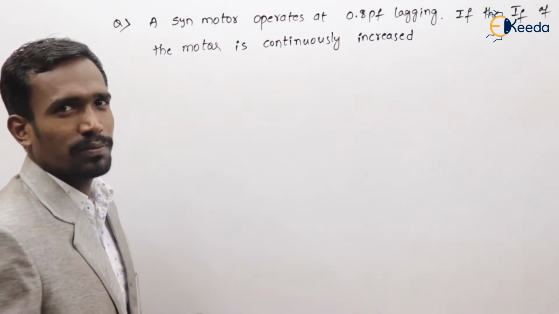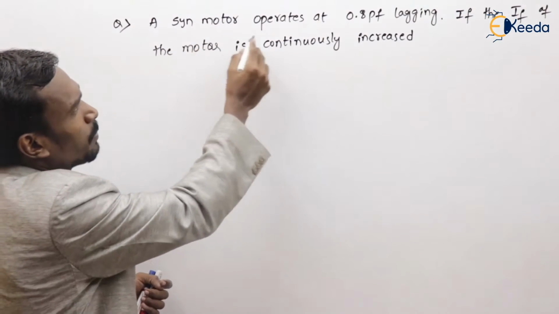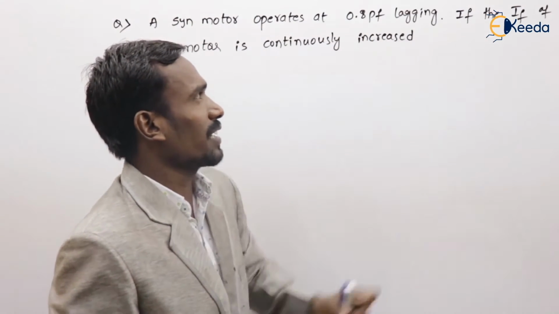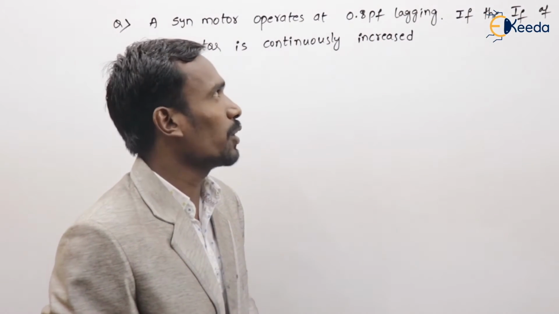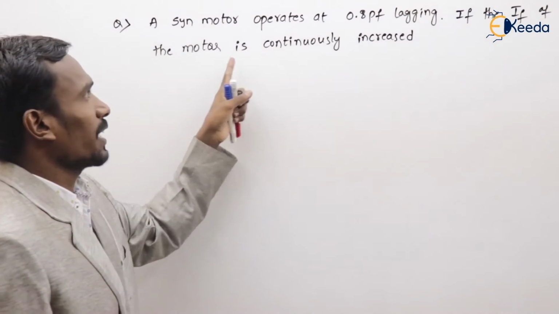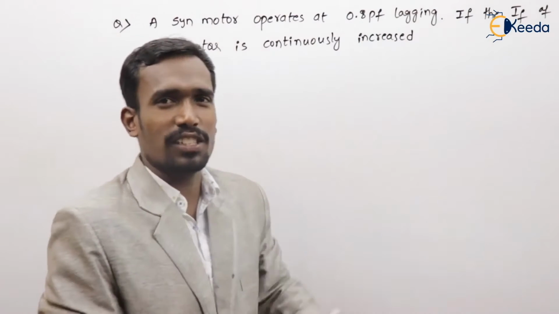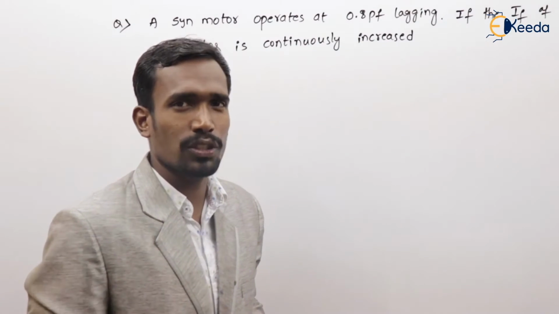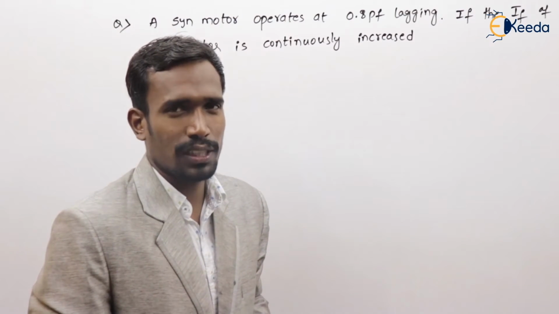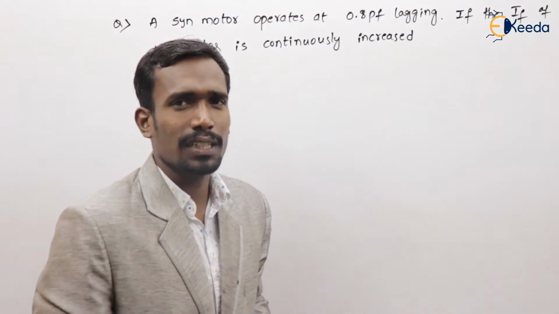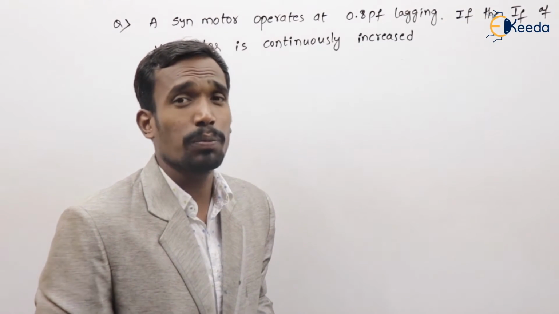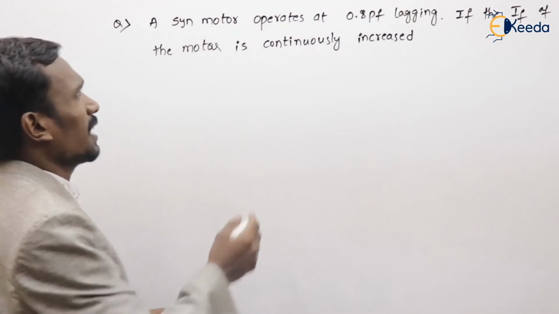Okay, sir. Next question. A synchronous motor operates at 0.8 power factor lagging. If the field current of the motor is continuously increased, then what happens to armature current and power factor? The question is, what about armature current and what about power factor? Let's see what is the answer.